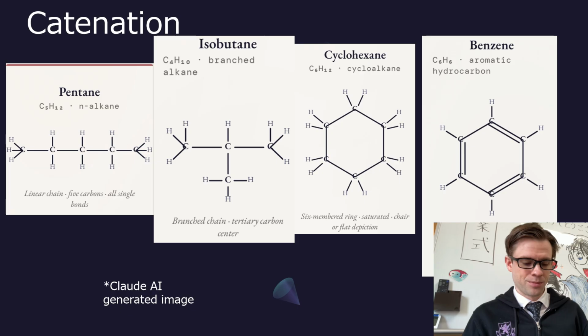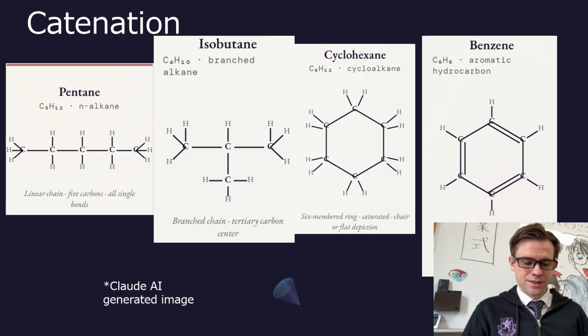But we can also have branch chains. So instead of just being a straight chain, we can have something like isobutane. It's got a sort of 3 carbon chain on top and then a 1 carbon branch coming down off the bottom, C4H10. And we call that a tertiary carbon center because that carbon in the center is bonded to 3 other carbons. We'll get into that naming system later.